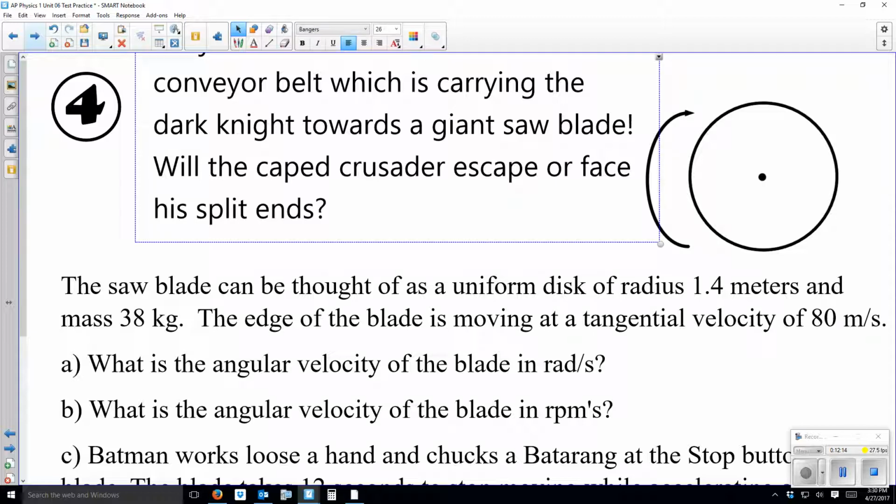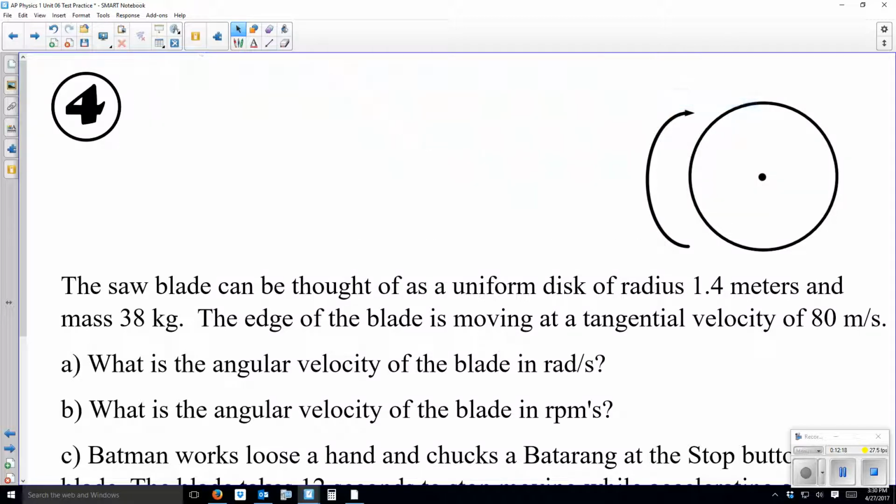Uniform disc, radius 1.4 meters and 38 kilograms. The edge of the blade is moving at a tangential velocity of 80 meters per second. So if I took a point anywhere on the edge, it would be moving with a velocity of 80 meters per second. Okay? First question was the angular velocity of the blade.